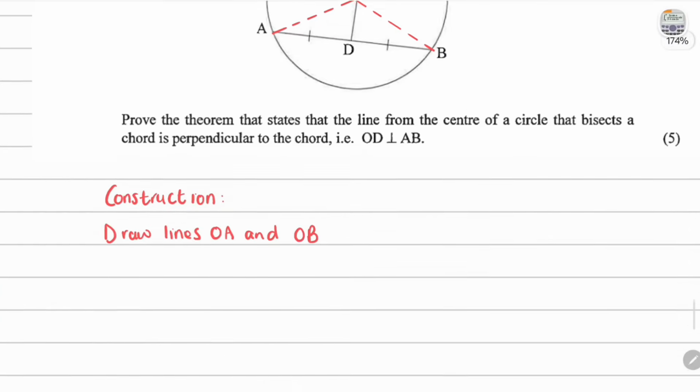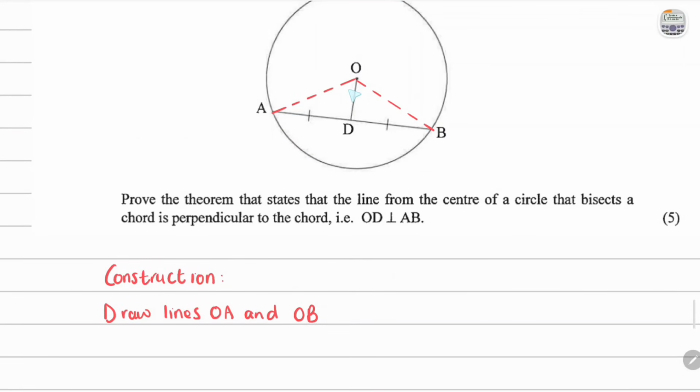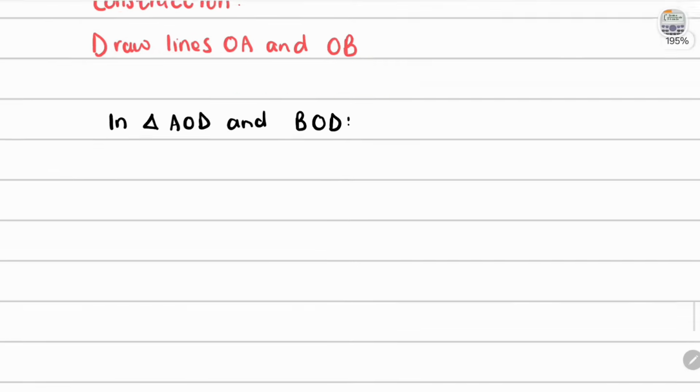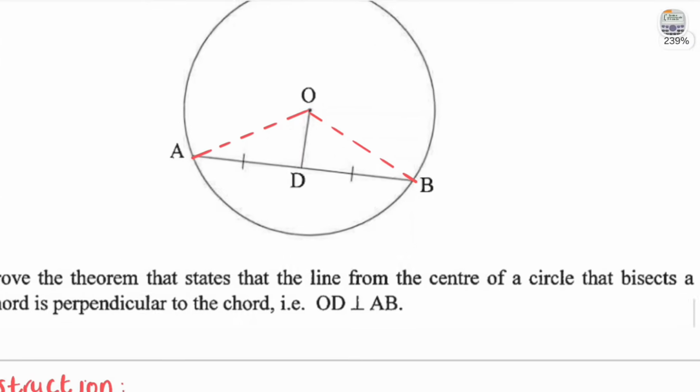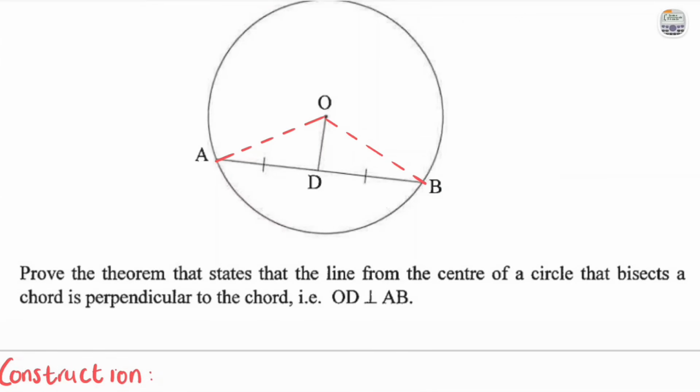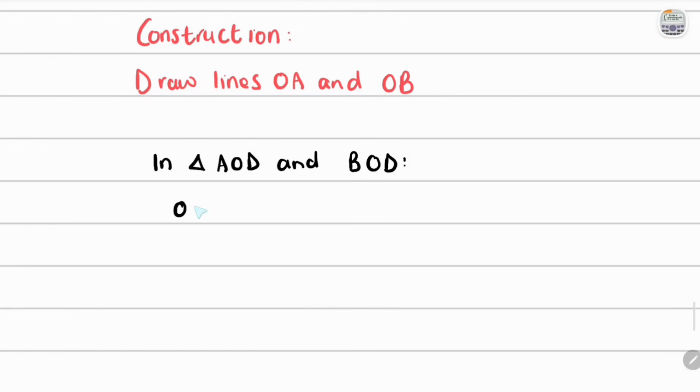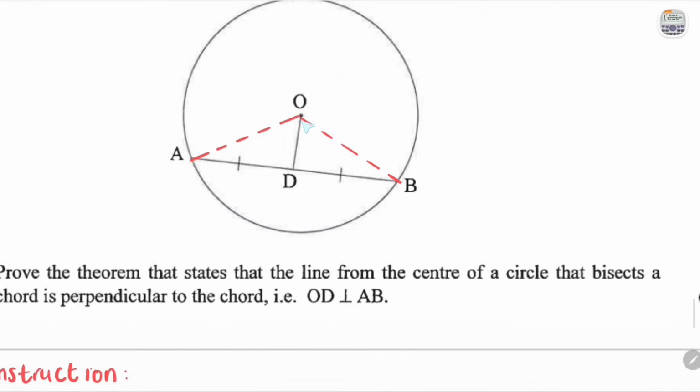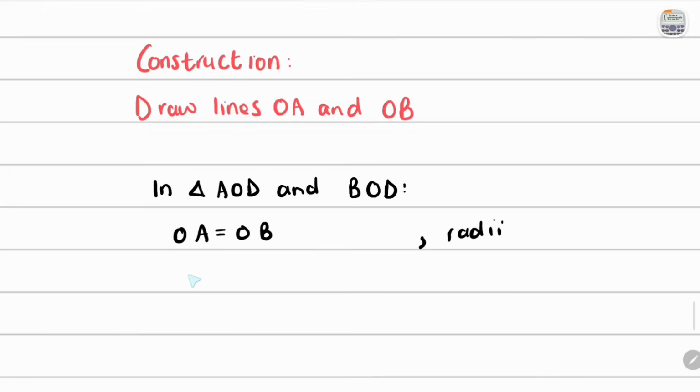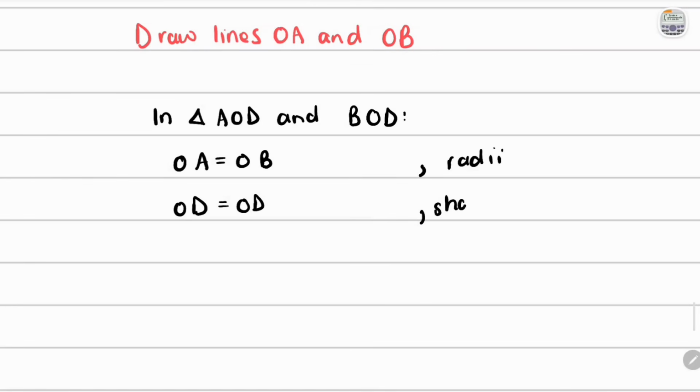Okay, so let's go ahead and start proving. So let's introduce the triangles. We're introducing the triangles AOD and BOD. So in triangle AOD and BOD, we can focus on the sides that are equal because we don't really have any angles that we can prove are equal. So first notice that OA is from the center to the circumference, and so is OB. So they're both radii. So we can say that OA equals OB, and the reason for that is radii. Then we have OD, which is a shared side. So of course it's going to be equal to OD in the other triangle, and we can say shared side.